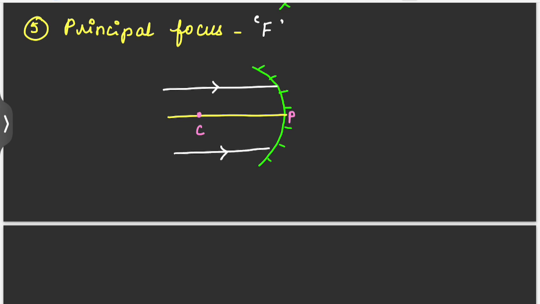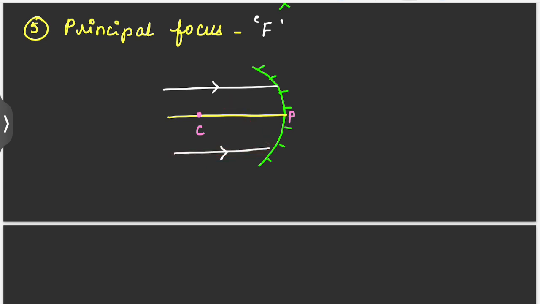After it falls on the reflecting surface, this is the light ray which is passing and falling on the reflecting surface. After falling on the reflecting surface, it will get reflected back. That is, it is going to bounce back like this. And this ray which is hitting the reflecting surface will also bounce back like this.